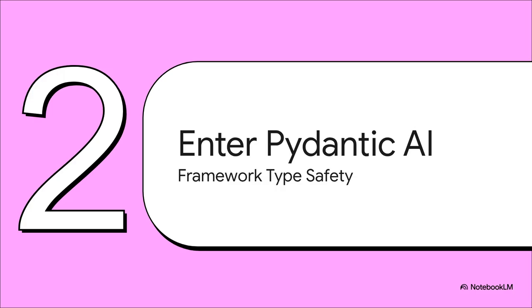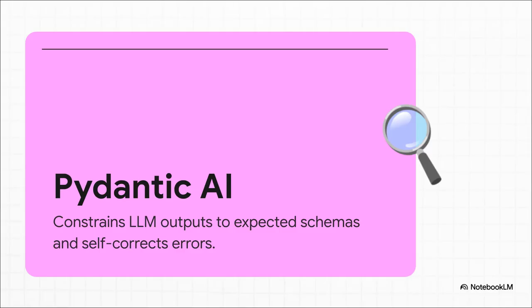Enter Pydantic AI and the concept of framework-level type safety. It is definitely time to transition away from the pain of unstructured data and look at a genuine paradigm-shifting solution. Pydantic AI completely flips the script here. Instead of asking the model nicely, this framework strictly constrains LLM outputs to expected Pydantic models. It leverages the exact same data validation library that millions of Python developers already use and love in frameworks like FastAPI. You literally use it to force the output shape. And if the output doesn't match, Pydantic AI automatically self-corrects those validation errors.